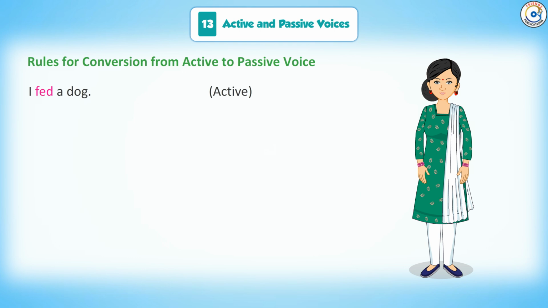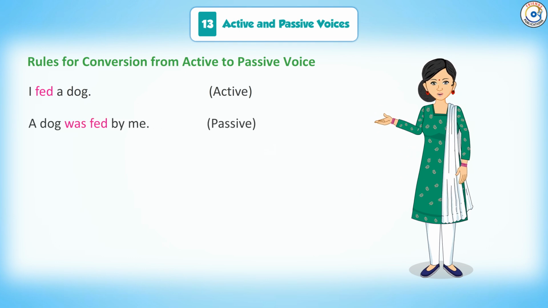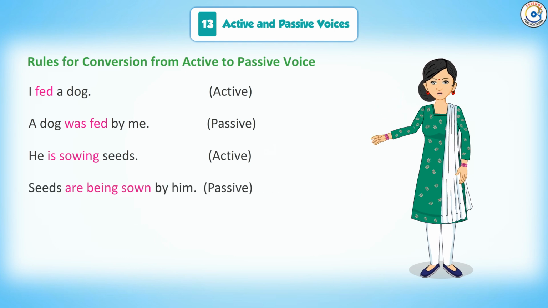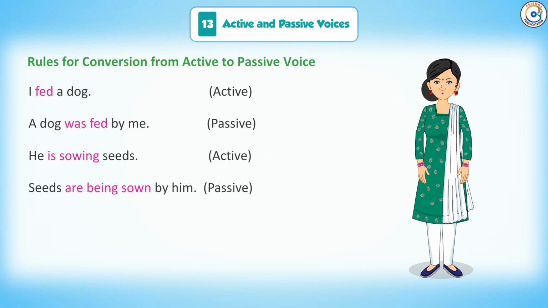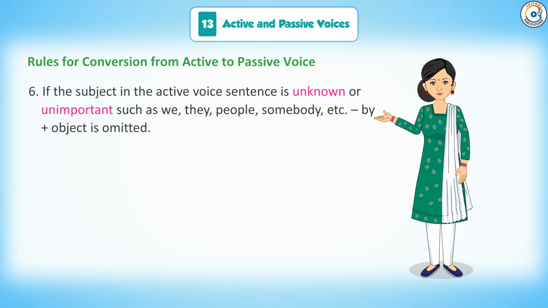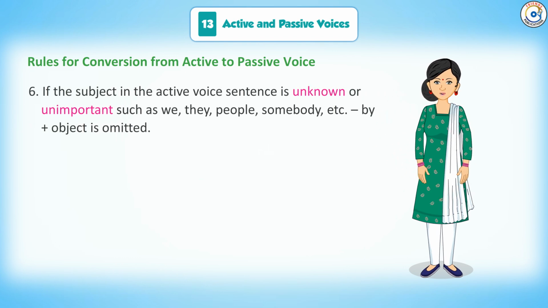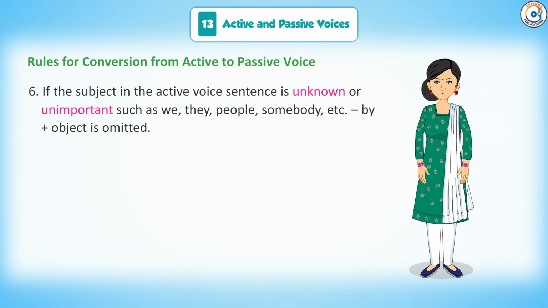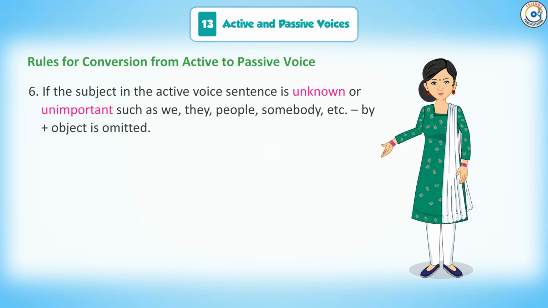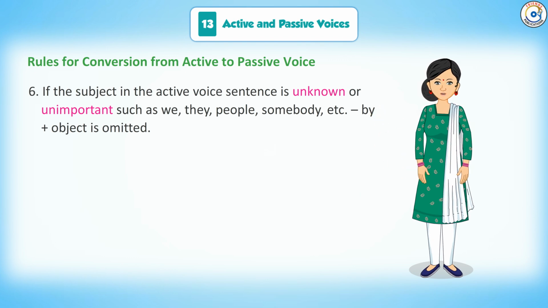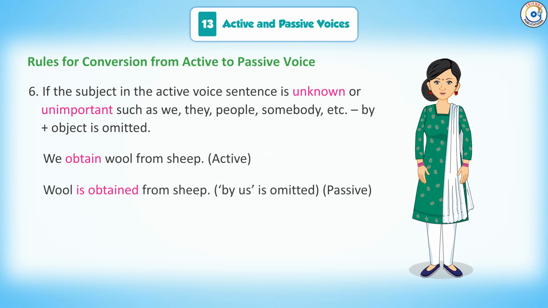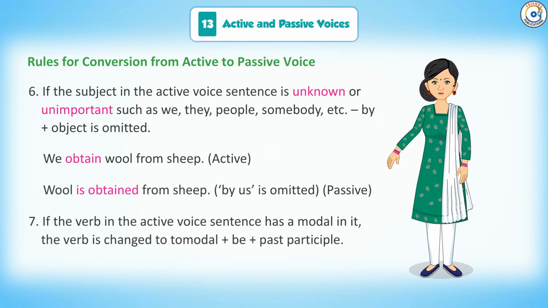I fed a dog, active. A dog was fed by me, passive. He is sowing seeds, active. Seeds are being sown by him, passive. 6. If the subject in the active voice sentence is unknown or unimportant, such as we, they, people, somebody, etc., by plus object is omitted. We obtain wool from sheep, active. Wool is obtained from sheep. By us is omitted, passive.